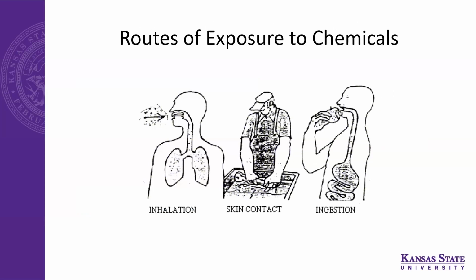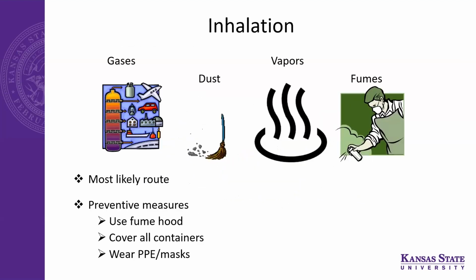Then let's talk about exposure, since we will be dealing with chemicals in a chemistry lab. There are four different ways that we can be exposed to chemicals: inhalation, absorption, injection, and ingestion. Absorption is through skin contact. Let's briefly talk about what those mean.